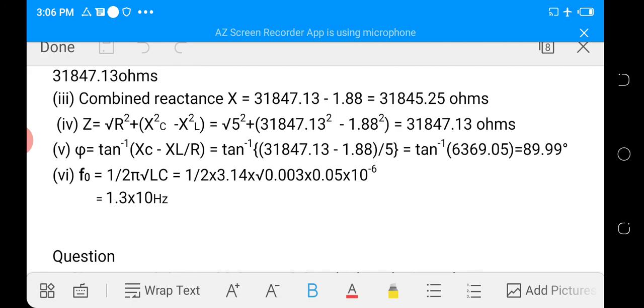Please pardon the typographic error. There is a power of 7 on that 10 and it is not shown in the note. It is a typographic error. Please put it there. Our resonant frequency is 1.3 times 10 raised to power 7 Hertz.